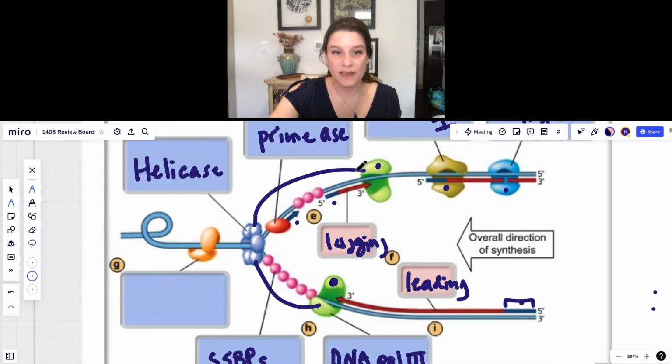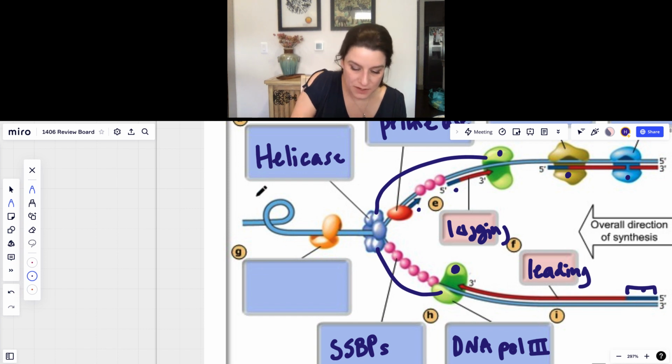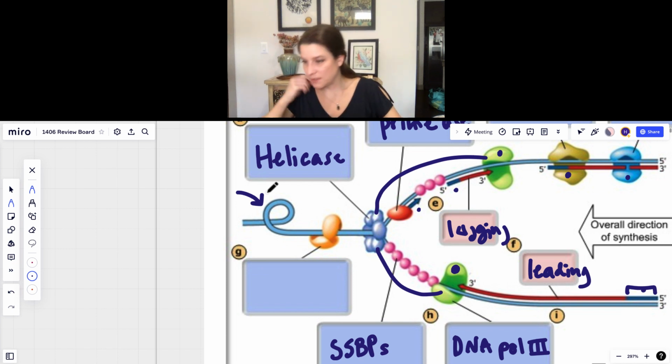And then the last one we have here is letter G, which is sitting in front of the fork. And you can see that they've drawn this little curlicue. That's representing that the DNA is always twisted in a helix, and it's always twisted on top of itself, all those levels of wrapping. And when the helix is opening, it actually wraps it more.